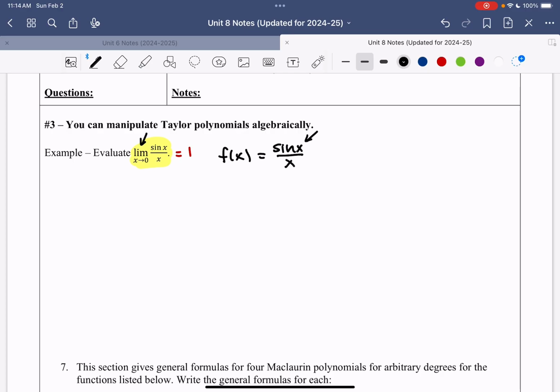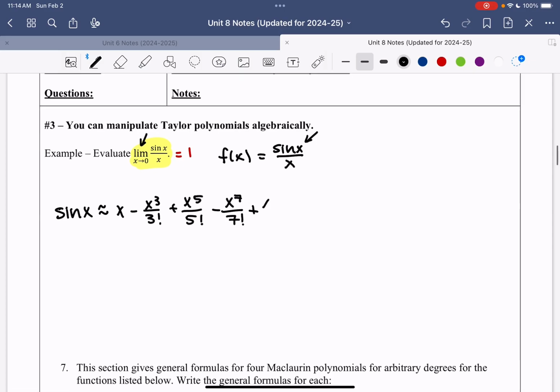So we know sine of x is approximately x minus x cubed over 3 factorial plus x to the 5th over 5 factorial minus x to the 7th over 7 factorial. Again, we just want to get enough terms where we're going to see some sort of pattern. So I think we're good to go from there. If we wanted, we could add another x to the 9th over 9 factorial, but we want a decent number of terms.